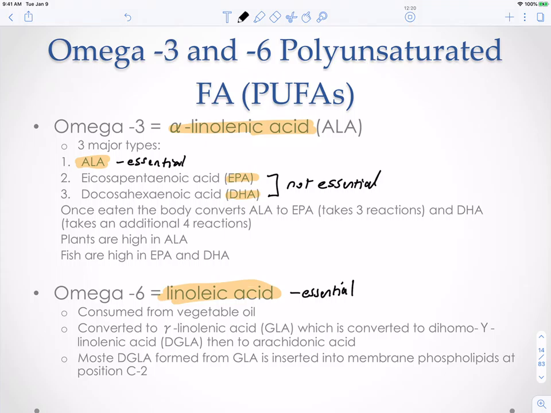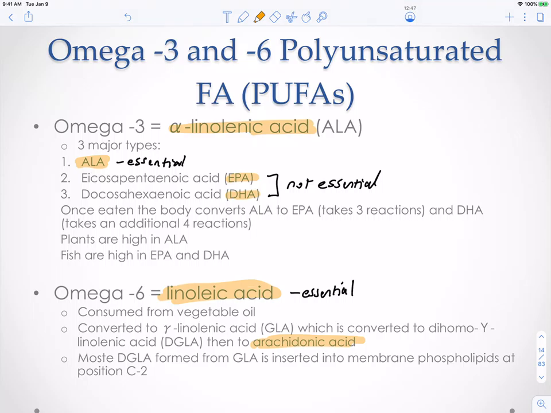Now your linoleic acid, which is your omega-6, is going to come from plants, and this is going to be very important eventually in getting to arachidonic acid. We'll have a lecture about arachidonic acid. Arachidonic acid is essential for your immune cells, it's your immune response in general, and it's going to make very important eicosanoids, and we'll discuss that.